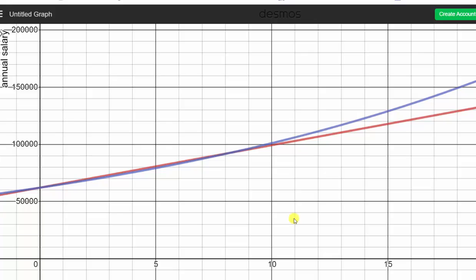The linear growth is the red line, the exponential growth is the blue curve. So notice how it looks like from year 0 to year 8, the red line is above the blue curve, which is why the salary is higher during those years when the raise is $3,720 per year. But then after year 8, the blue curve is above the red line, which is why the annual salary is higher during those years when the raise is 5% per year.